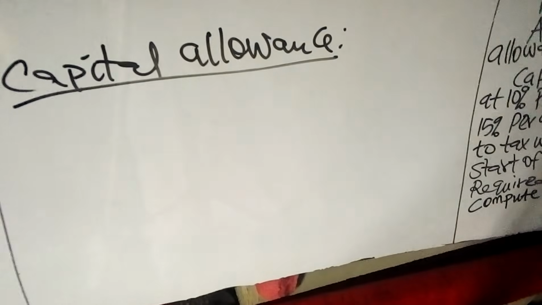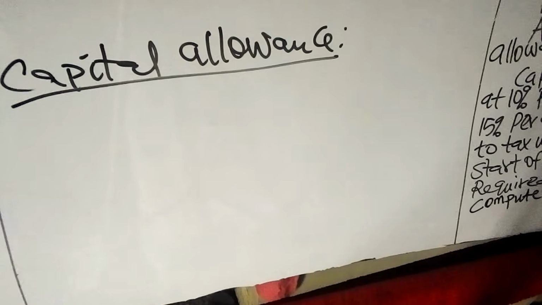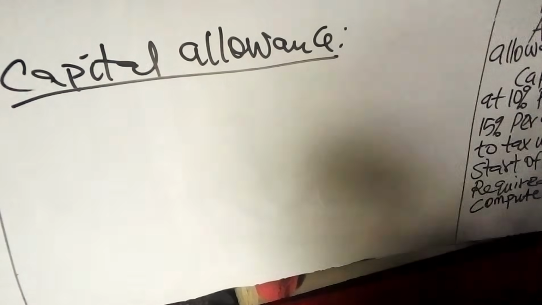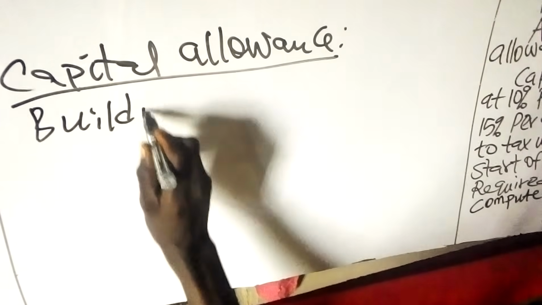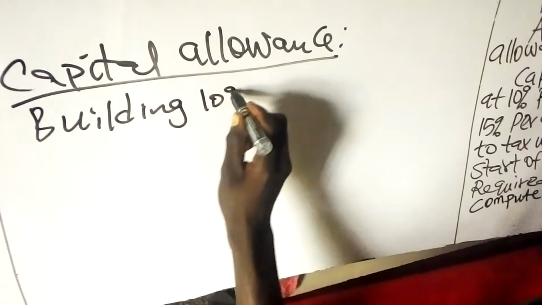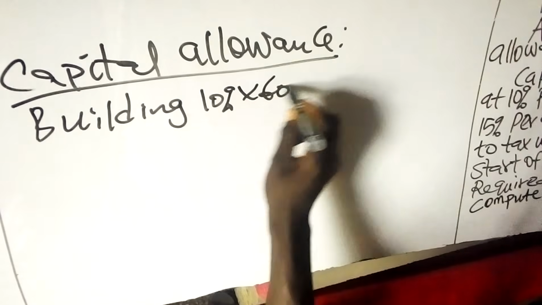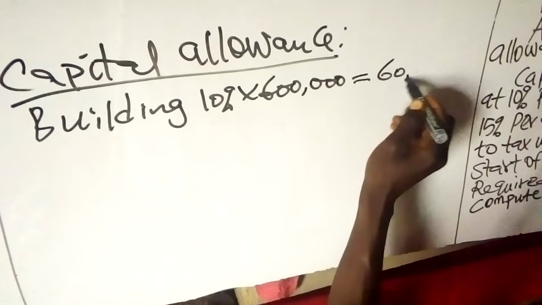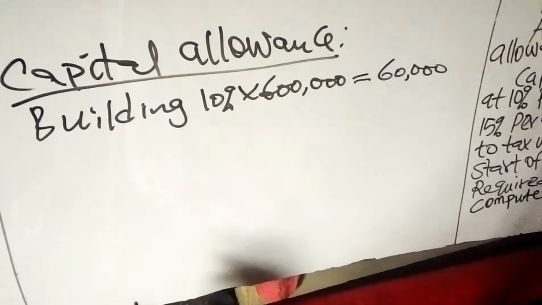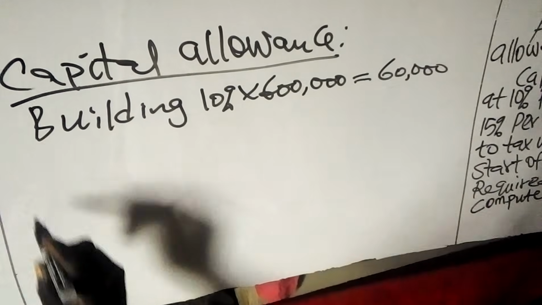You are given building, and the tax written down value of building is 600,000 and the capital allowance rate on building is 10%. So building, 10% of the cost of 600,000, and that will give us 60,000. Then we also have machinery.